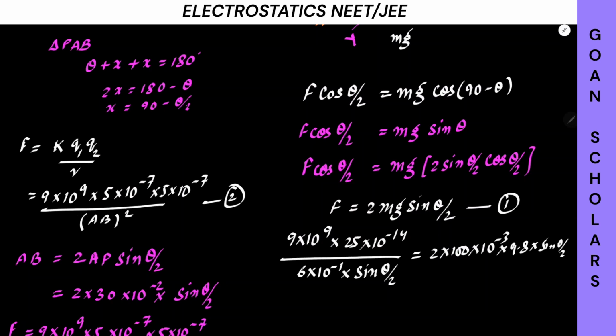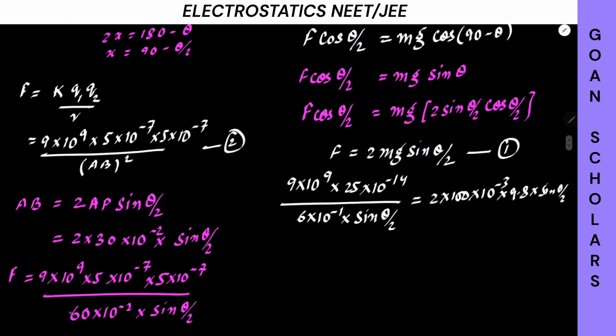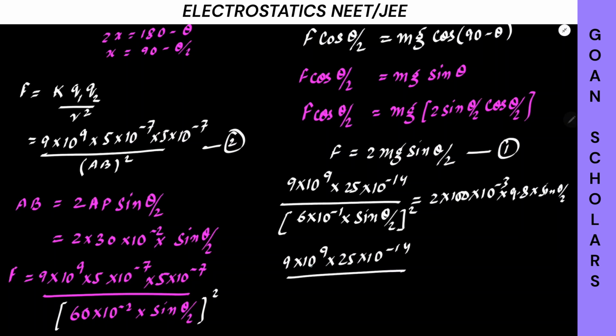I have done a small mistake here. It's AB square over here, right? So when you put it here, it will be the square of this whole thing, because F equals K Q1 Q2 by R square. So this will be squared, and when you expand it, it gives 9 into 10 to the power 9 into 25 into 10 to the power minus 14, whole divided by 36 into 10 to the power minus 2 into sine square theta by 2, equals 200, or let's remove the zeros, 2 into 10 to the power minus 1 into 9.8 into sine theta by 2.